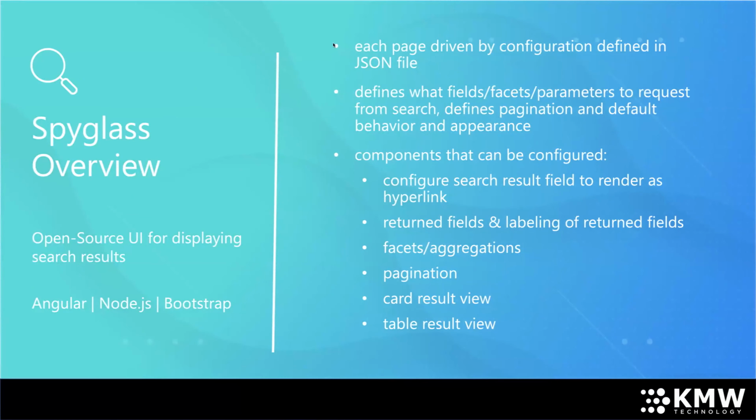And going with that passion, we develop a lot of open source projects that we hope others can use. One of our open search projects is something we call Spyglass. Spyglass was originally conceived by us as a simple UI to display results from Solr. It's built in Angular. We use Bootstrap and Node.js.